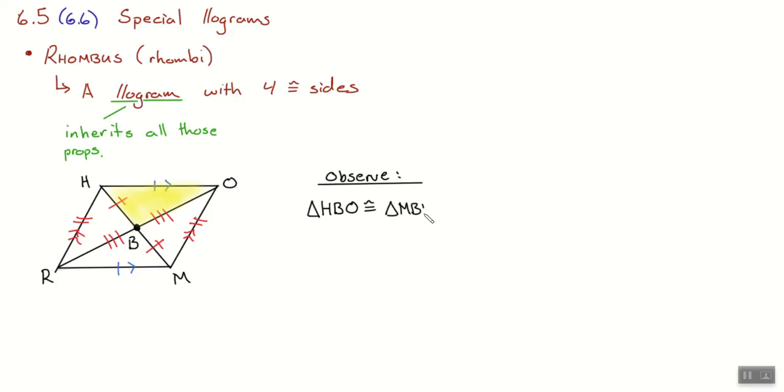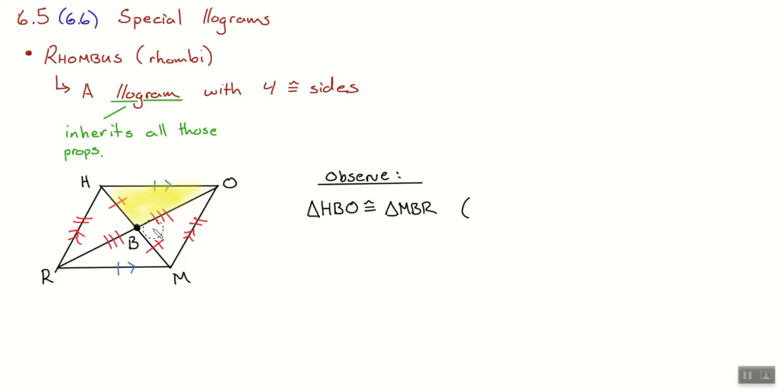Now, it's not the only choice, and here's what's cool about this. Some of you guys probably said MBR. Some of you might have said RHB or whatever order. Some of you might have said MBO. There's 4 triangles here. If we are looking at just this one, which is true, how do I know that's true?